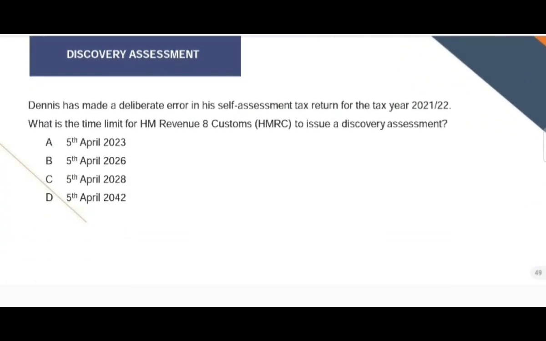Dennis has made a deliberate error in his self-assessment tax return for the tax year 21-22. What is the time limit for HMRC to issue a discovery assessment? So in case of deliberate error, it is a period of 20 years, and for tax year 21-22, the date would be 5th April 2042.